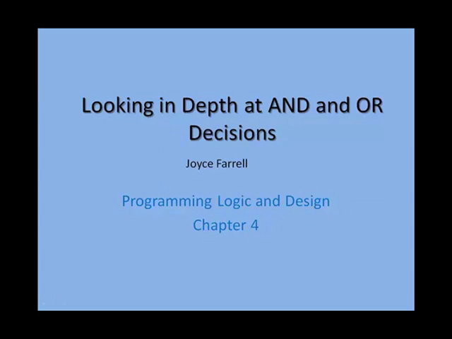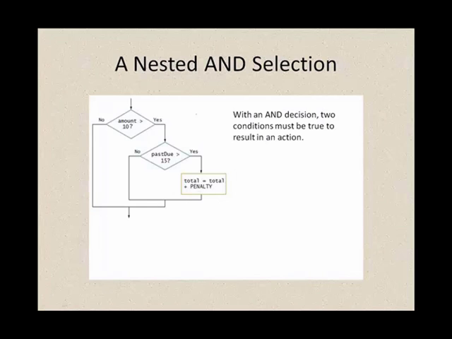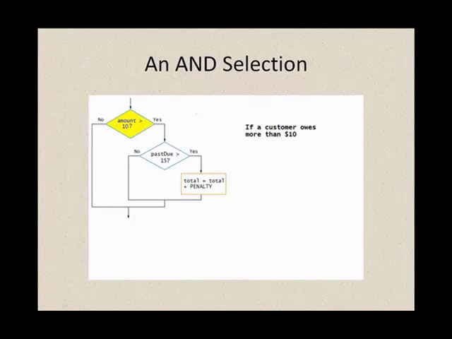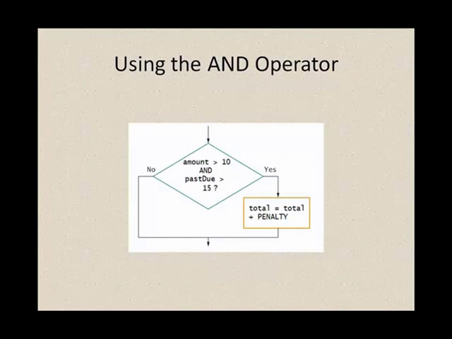Let's look in depth at AND and OR decisions. With an AND decision, two conditions must be true to result in an action. For example, in your company, if a customer's amount due is greater than 10 and the customer is past due more than 15 days, then you want to assign a penalty to the customer. That's an AND selection. You can use the AND operator to combine operands to make an AND selection.